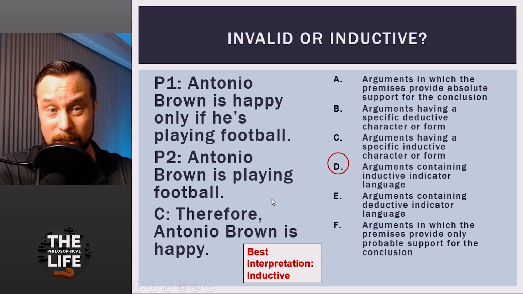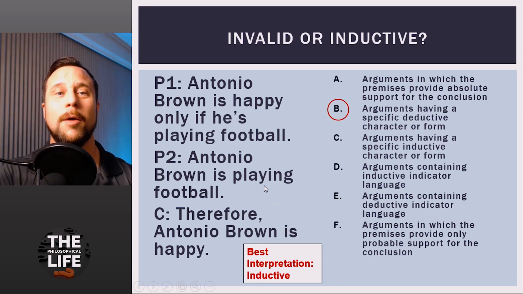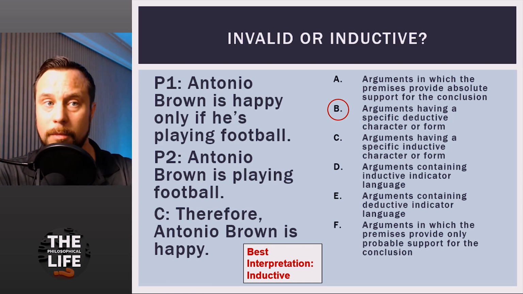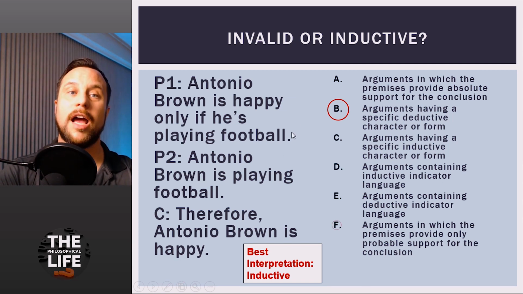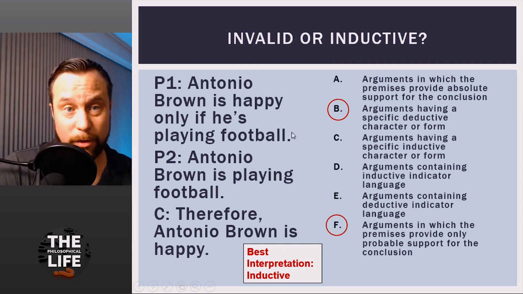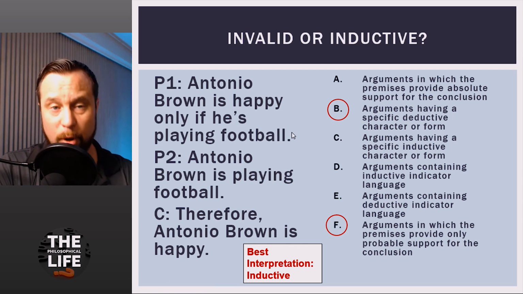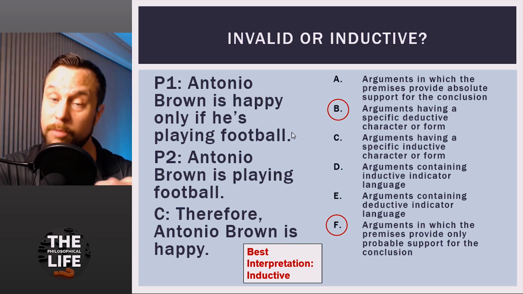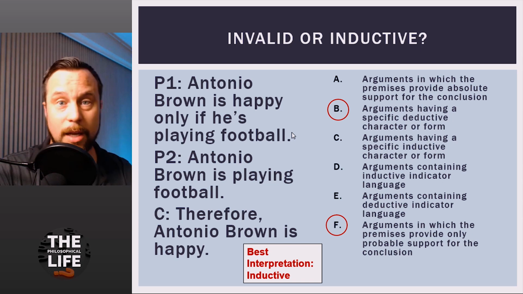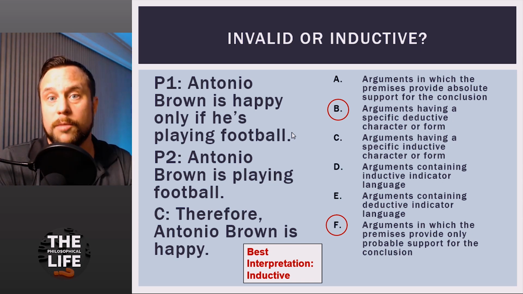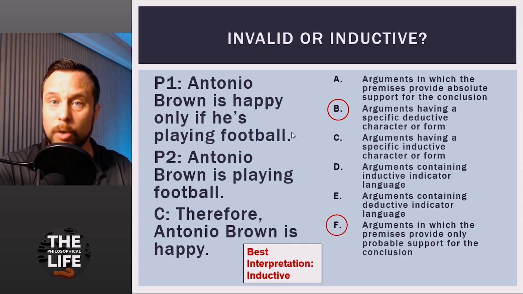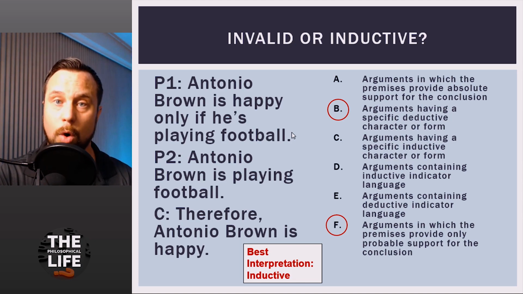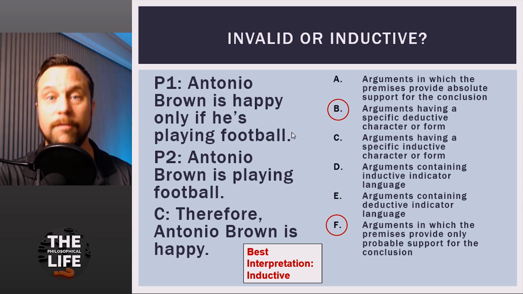Well, the best interpretation is inductive. I'll just let the cat out of the bag because it does have a deductive argument character or form, even though it's invalid. And then really all we get, an additional thing, is that the premises actually provide only probabilistic support for the conclusion. Now remember, the principle of charity kicks in, and when you're torn and you've just got two things pointing in different directions, the most charitable interpretation is to give the arguer the benefit of the doubt that they were putting forward an inductive argument, not an invalid deductive argument.